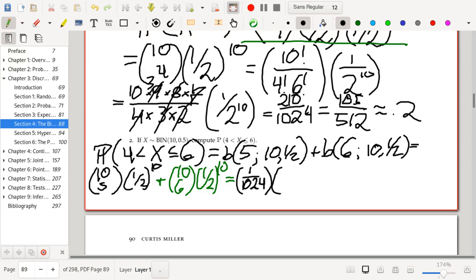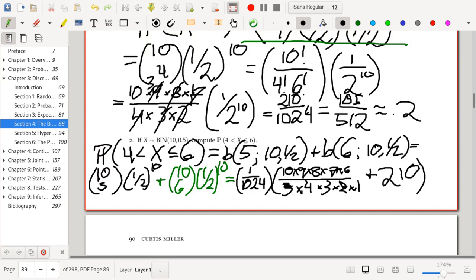So 10 choose 5, that's going to be 10 times 9 times 8 times 7 times 6 divided by 5 times 4 times 3 times 2 times 1. And 10 choose 6 is equal to 210. That's because 10 choose 6 is equal to 10 choose 4. I'm going to leave it up to you to figure that out. I believe that was a problem in the exercise set. But yeah, that's a thing.